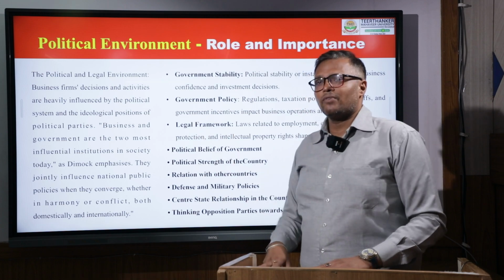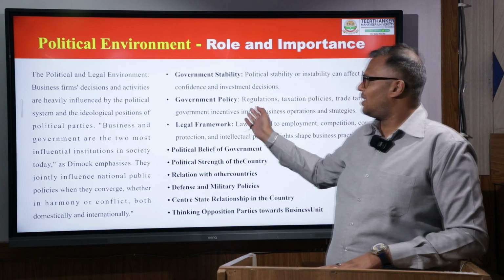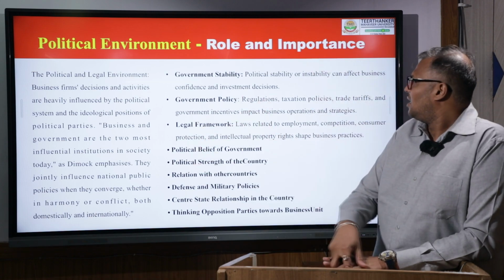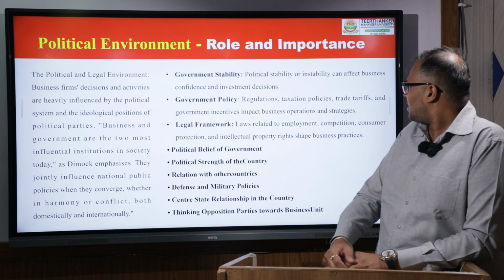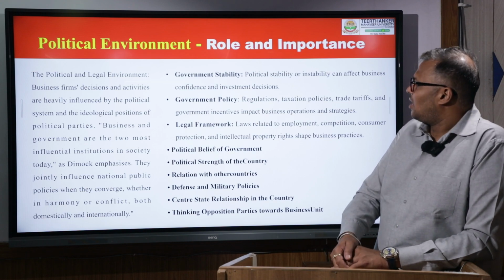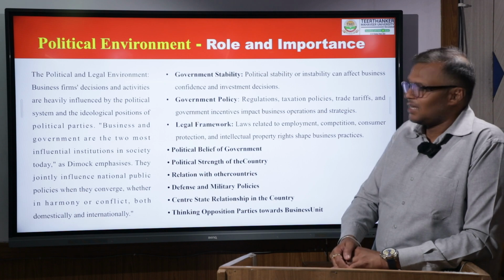Third is the legal framework. The legal part we'll discuss in the next slide, but still I'm discussing it over here. The legal framework discusses the laws which are related to employment, to competition, to consumer protection law, and also to intellectual property rights.